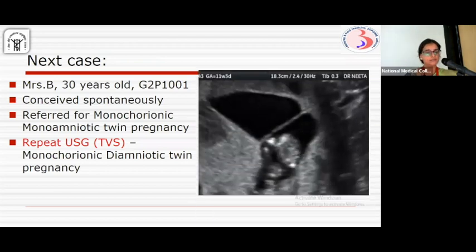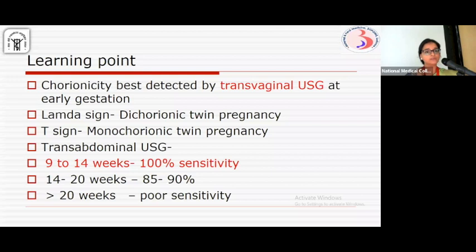Transvaginal ultrasound was done. It was suggestive of monochorionic diamniotic pregnancy. Learning from this case, chorionicity can be best detected by transvaginal ultrasound at early gestations. To differentiate chorionicity, we can use the lambda sign and the T sign. The sensitivity of the lambda sign and T sign at 9 to 14 weeks is 100%. At 13 to 20 weeks, it's 85 to 90%. After about 20 weeks, its sensitivity falls.